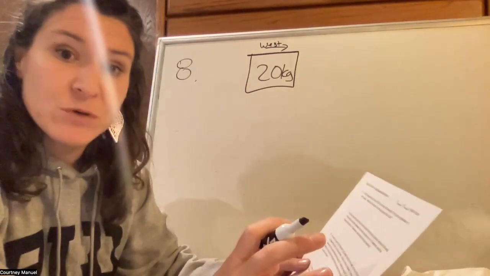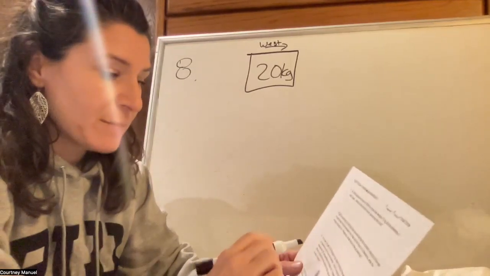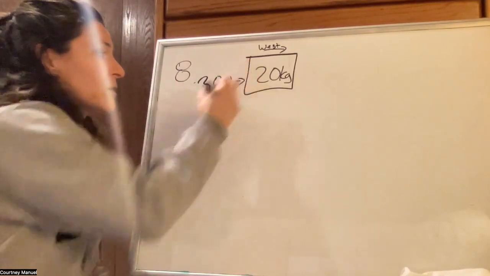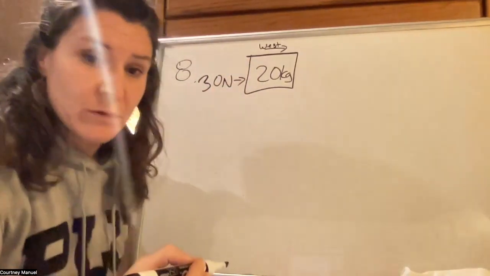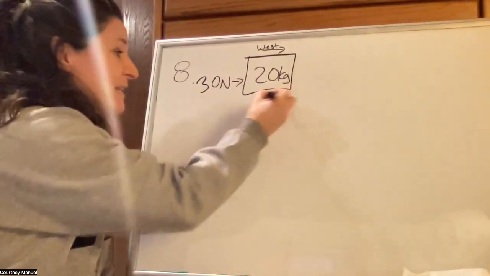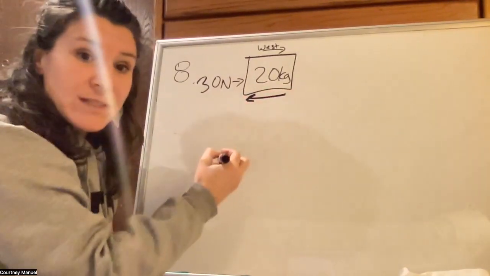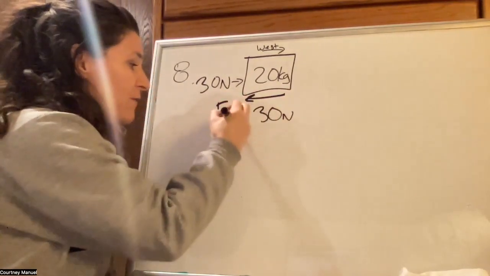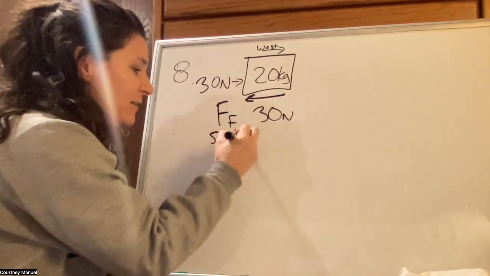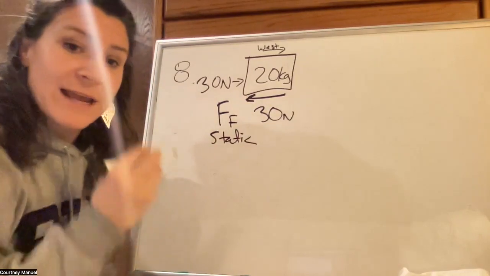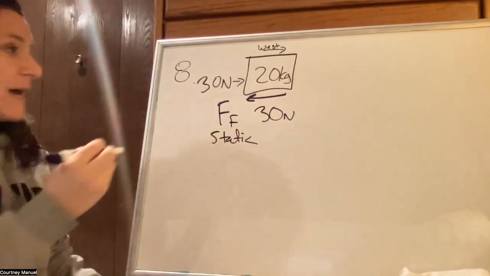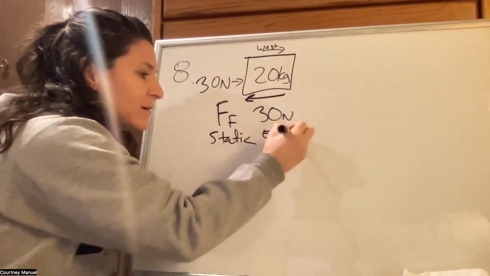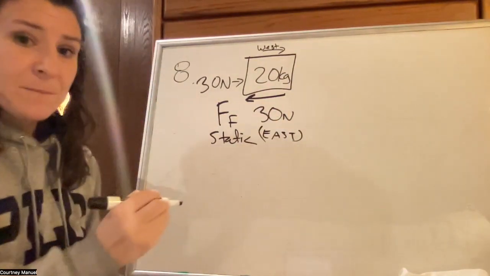Static. So nothing is moving. It's static. It said in the very beginning, it took 30 newtons to get it to move. Which means it needed to be opposed, equal and opposite, with 30 newtons of a frictional force, and that is your static. So the first part of that answer is 30 newtons of static, and this is heading west, so this would be east. Okay.